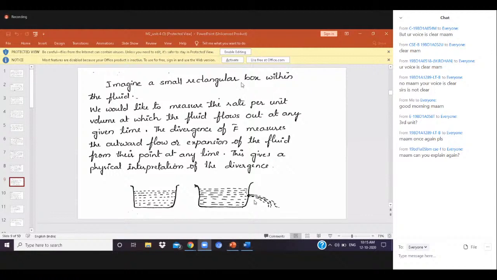So this is physical. I'm explaining one more time. Imagine two buckets of water. Measure the rate per unit volume, which is flow. We make a hole in one of the buckets, so fluid is coming out. The divergence of F bar measures the outward flow or expansion of the fluid from that point at any time. The flow, what is going on?